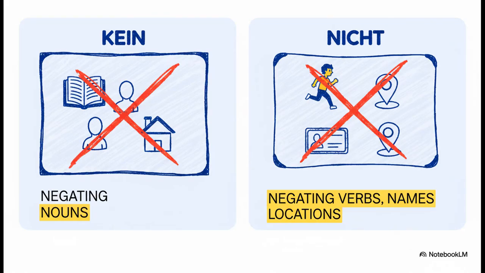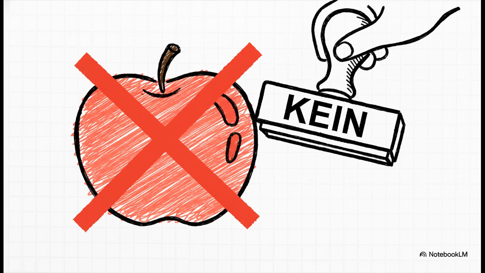The good news is, the rule is actually pretty clear-cut. Kein is your special tool for one job and one job only, saying no to nouns. People, places, things. Nicht, on the other hand, is your multi-tool. It handles everything else. Verbs, names, locations, you name it. All right, let's focus on kein first. The best way to think about kein is that it means not a or not any. Its whole purpose in life is to point at a noun and say, nope, not that one.